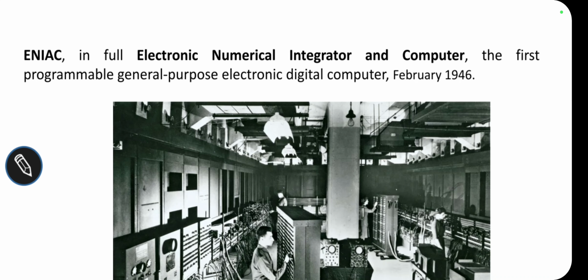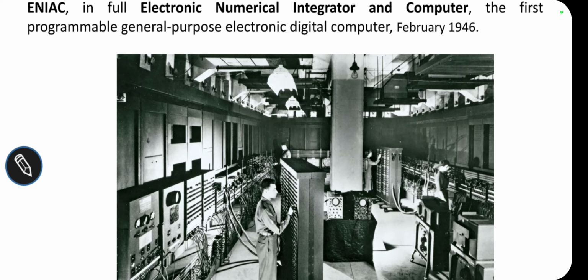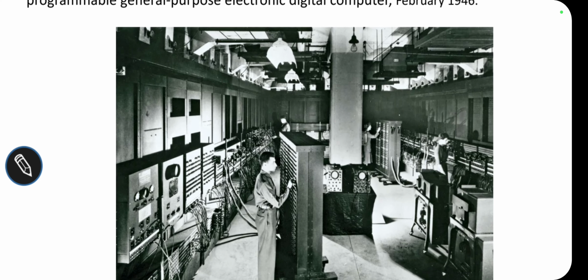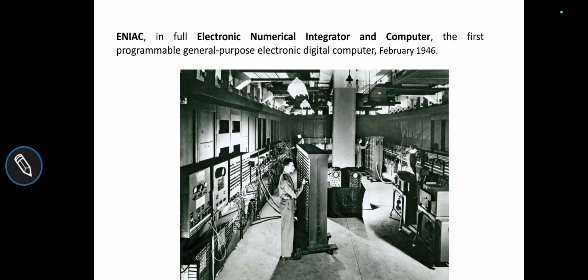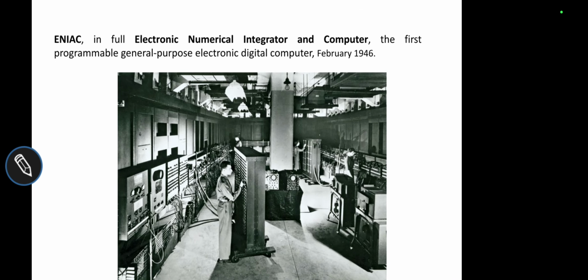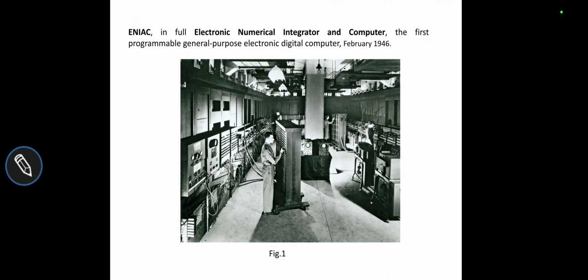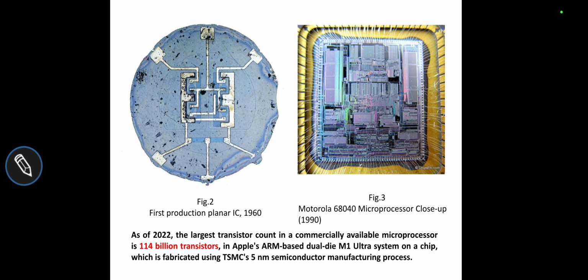Okay, which was designed in February 1946 and used then. So this complete big room has all the components as vacuum tubes. The big room size computer was there in 1946. Okay, then afterwards experiments were made and research was done.